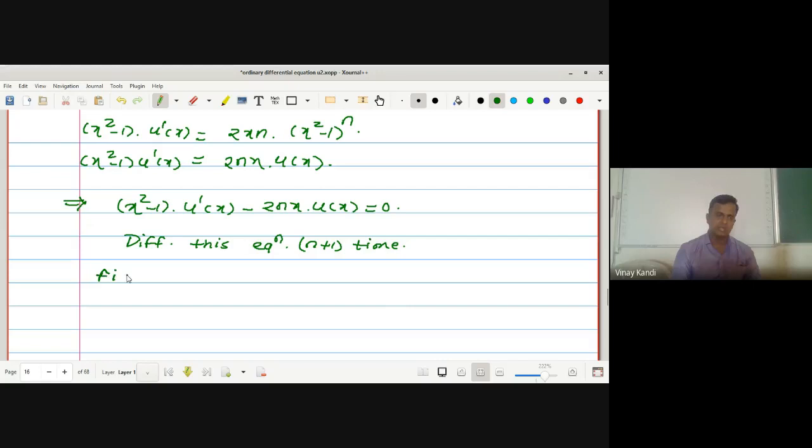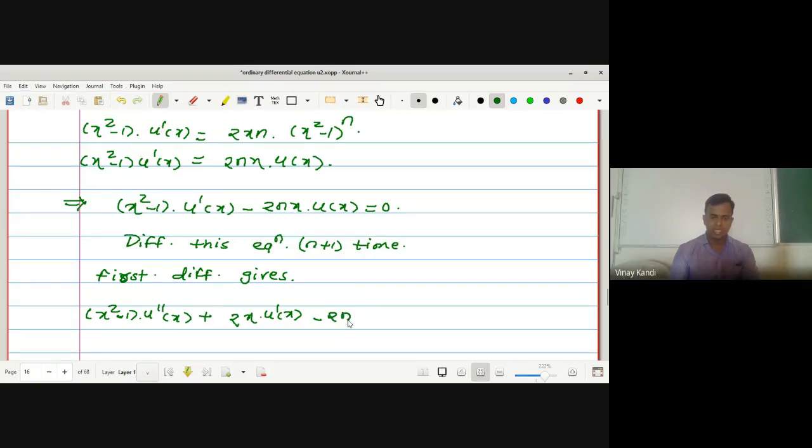First differentiate gives, now use UV rule here. Okay, use u into v rule here. First as it is. Okay, what is first, x square minus 1, derivative of u dash of x, u double dash of x. Okay, plus 2x into u dash of x. Okay, minus this 2n as it is.